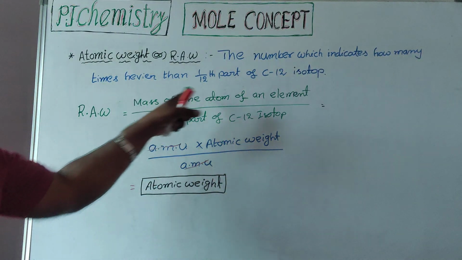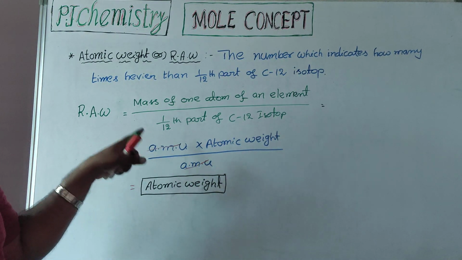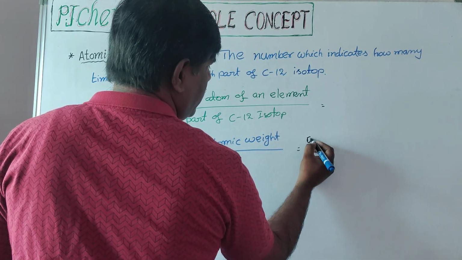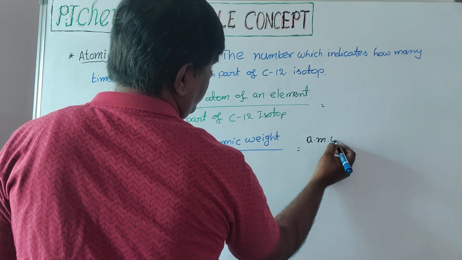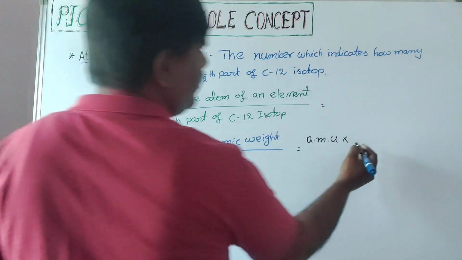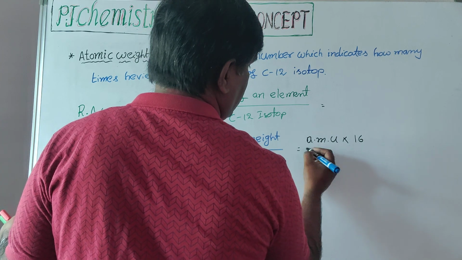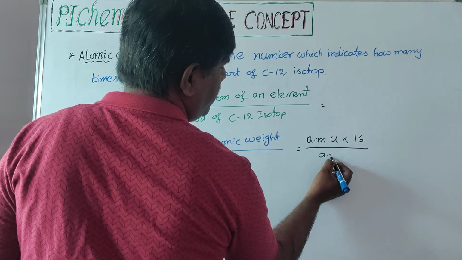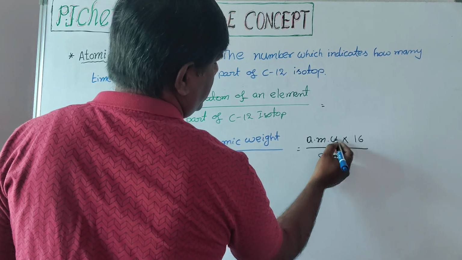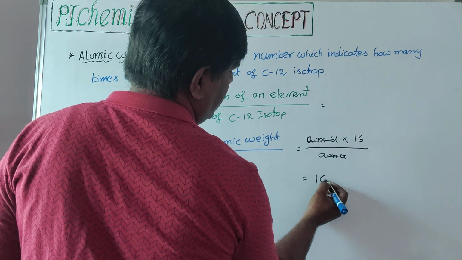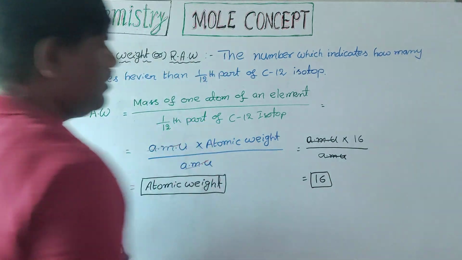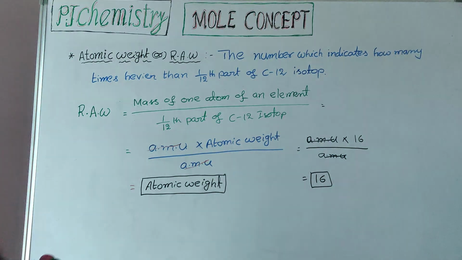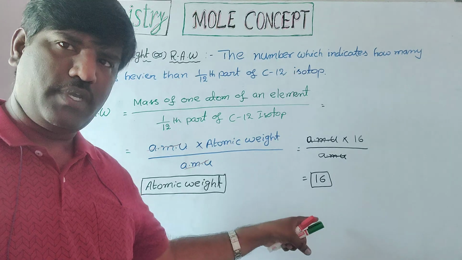So immediately the formula: mass of an atom of an element, of oxygen, divided by 1/12th part of C12, which is AMU. No need to write the AMU value separately. AMU into atomic weight of oxygen, how much? 16, divided by 1/12th part of C12, which is nothing but AMU. These both get cancelled, remaining 16. So how many times heavier than 1/12th part of the C12 isotope is oxygen? 16 times heavier.